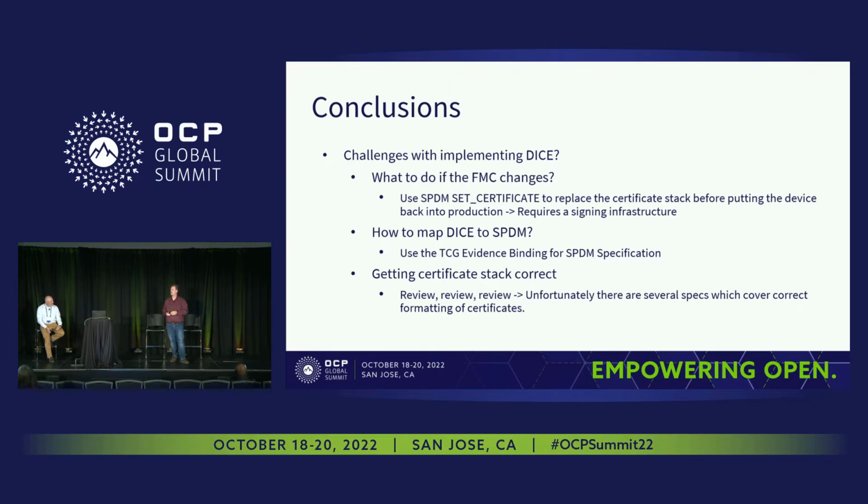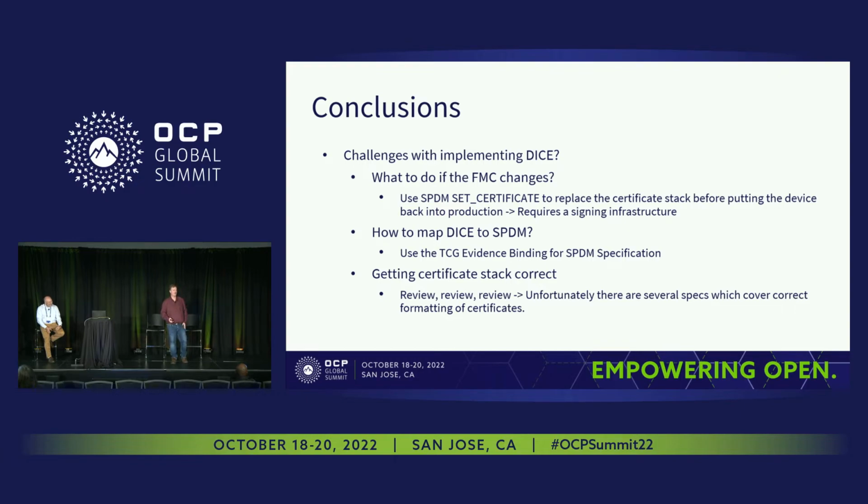One of the recommendations in here, and this is actually a recommendation in the binding spec, is we recommend you implement set certificate because certificates might have to rotate in the field. And again, one of the other routes is just make darn sure that your FMC isn't going to have to change.